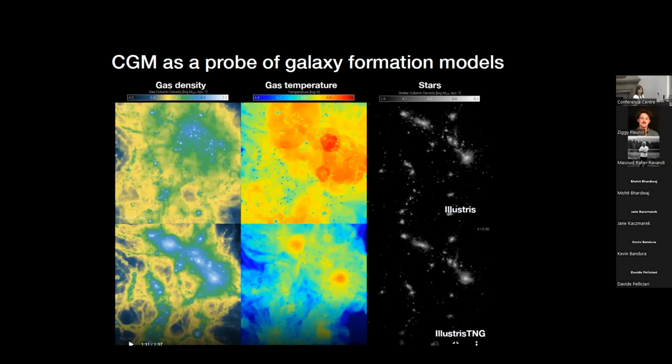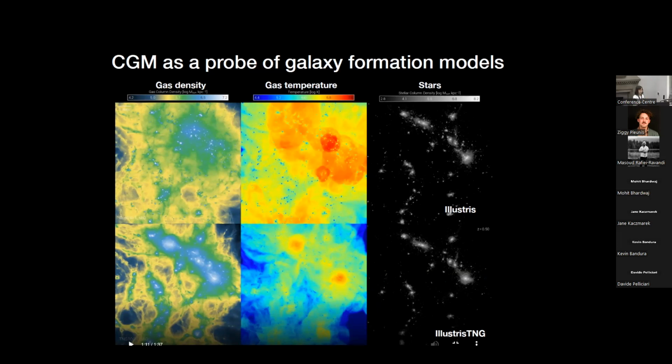However, the feedback mechanisms are pretty different. If you look at the gas density and gas temperature shown on the left and the middle, they are vastly different. Illustris is better at expelling gas out of the galaxies, so the gas density is lower around galaxies and the gas temperatures are higher. This shows the CGM can be a very powerful probe of galaxy formation models.